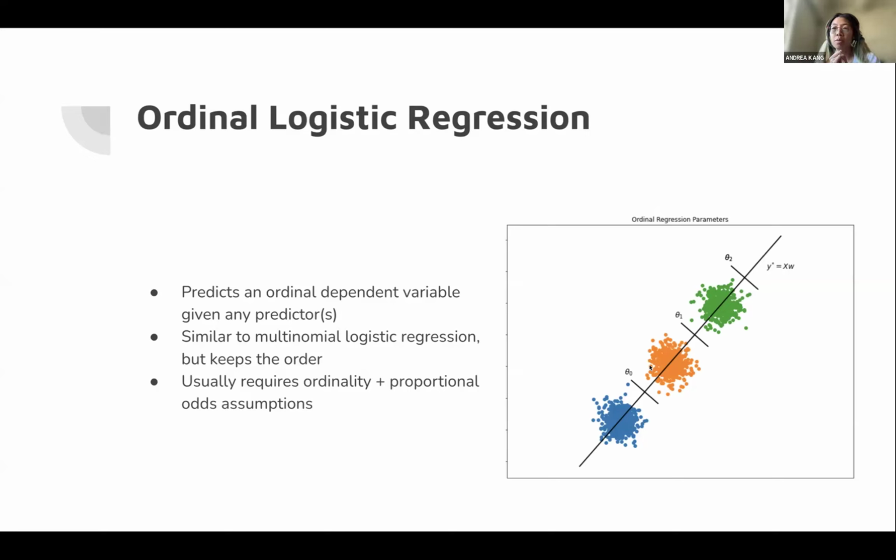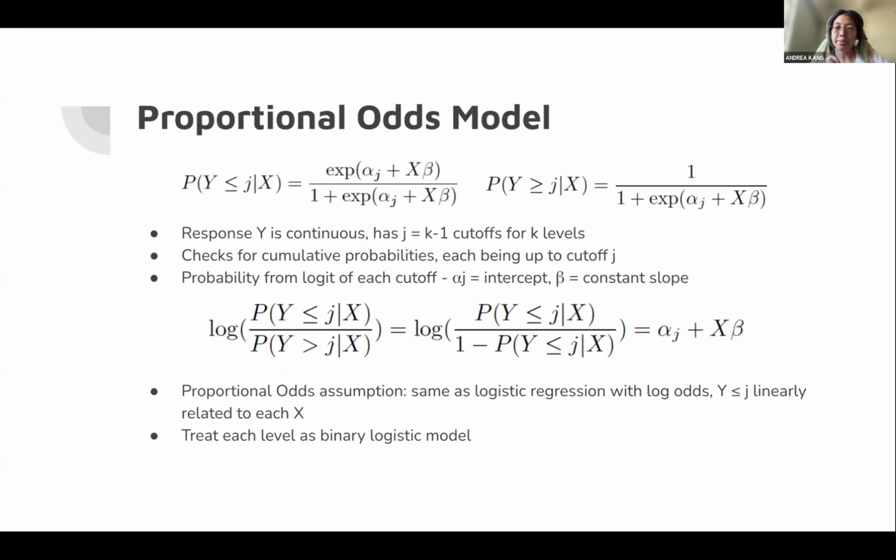There are some assumptions required for this, particularly ordinality, which checks that the order is maintained, as well as the proportional odds assumption, which, as mentioned before, is making sure that the log odds of each cutoff apply across the levels. There are two models that focus on handling ordinal logistic regression, especially regarding discrete target variables. One is the proportional odds model, which focuses on cumulative probabilities. So there are two ways to handle this.